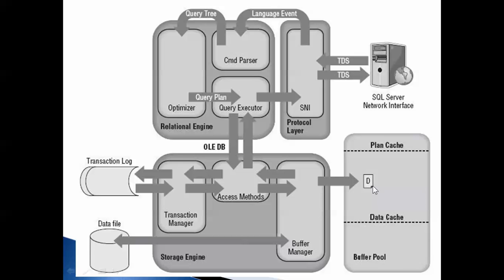With respect to this data cache, once the data gets placed in the data cache, which is actually a part of your buffer manager, the data goes back to the access methods, goes back to the query executor, goes back to the protocol layer, and finally it is handed over back to the client. This is how it goes on.